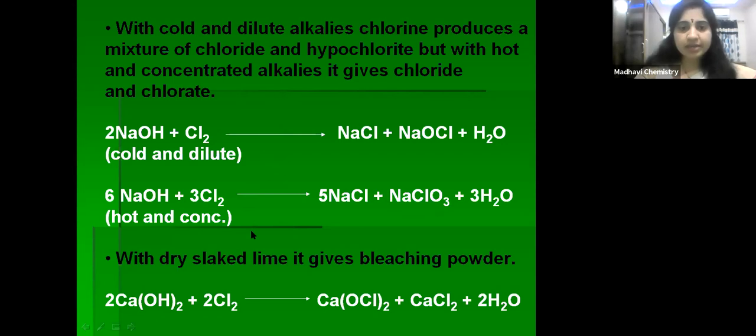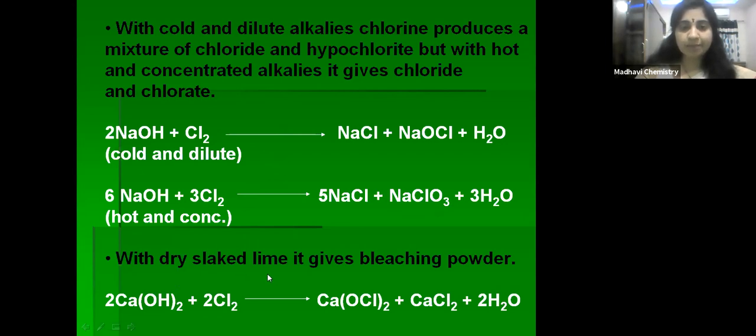After that, chlorine reacts with dry slaked lime. So what is dry slaked lime? Ca(OH)2, that is solid Ca(OH)2. If it is a liquid, then it is called lime water, but this is solid Ca(OH)2.